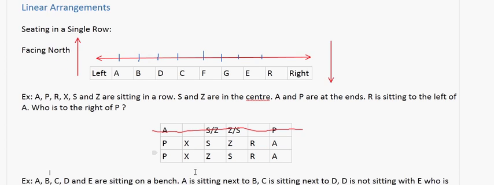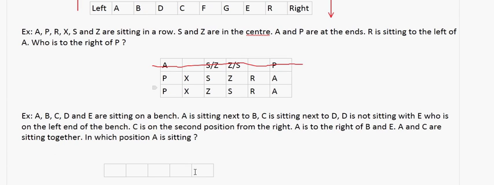Now let's go to a similar question which says A, B, C, D and E are sitting on a bench, which means there are 5 people. A is sitting next to B, so A and B are together. C is sitting next to D, C and D are together. But at this point of time, we cannot say where A is, where B is, where C is and where D is, right? We don't know the exact position of any of these. So let's further read and see if we can fix the position of a particular person or not.